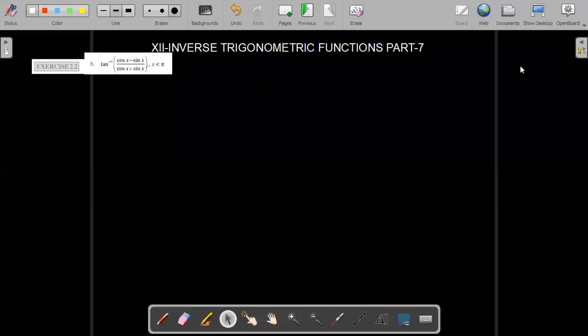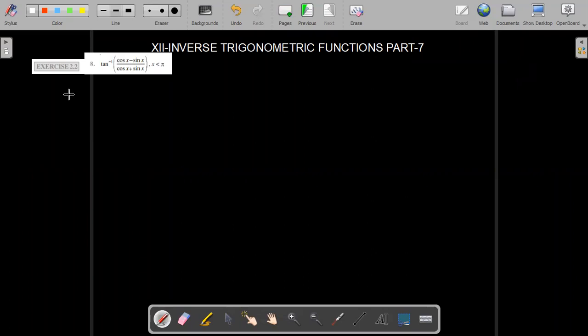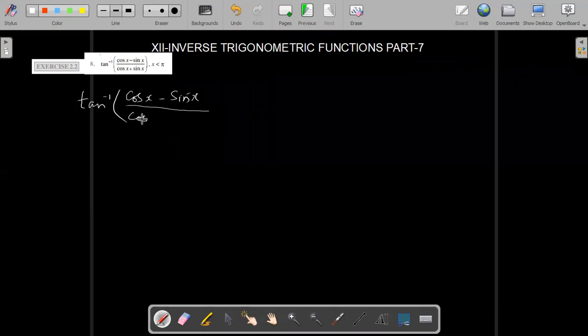So in this question, we have to find the value of tan inverse tan inverse (cos x minus sin x) divided by (cos x plus sin x).